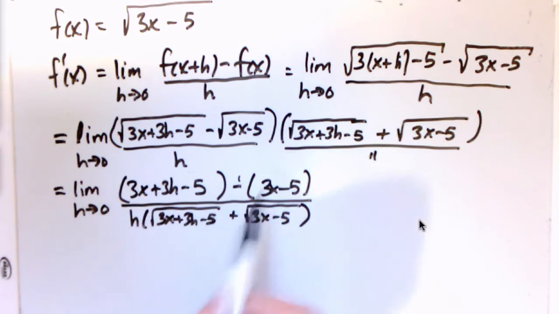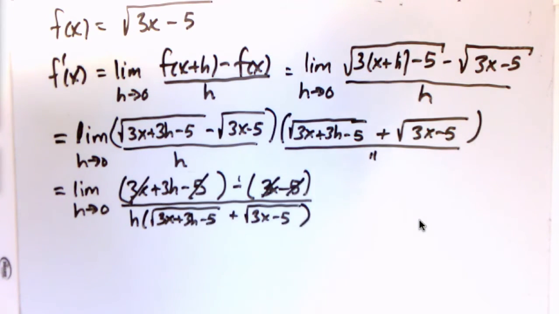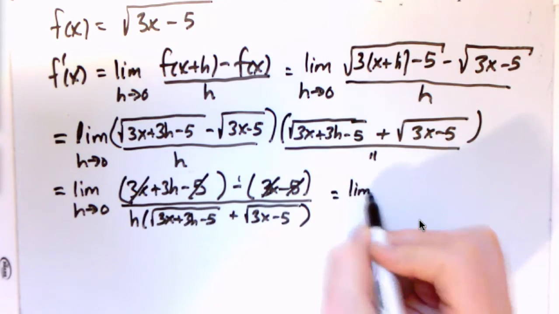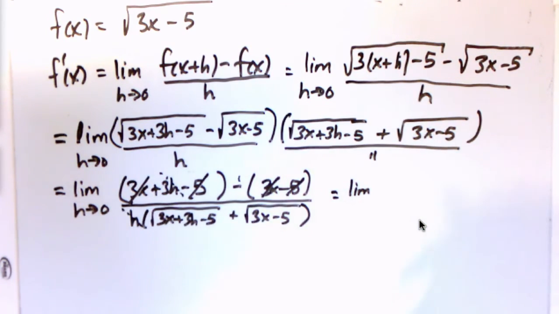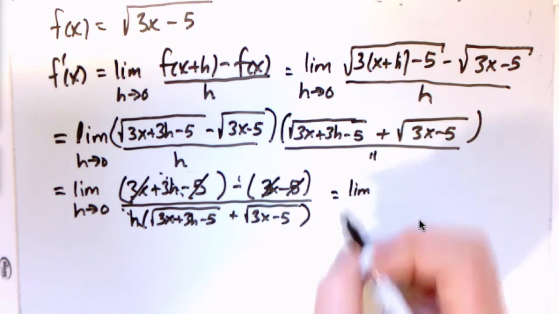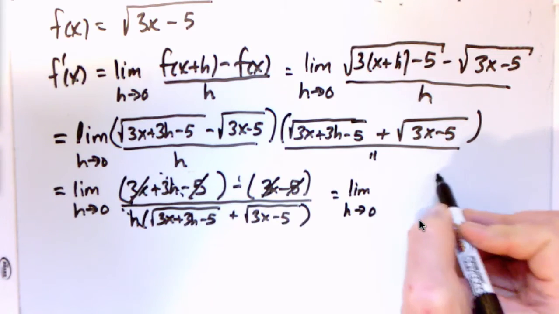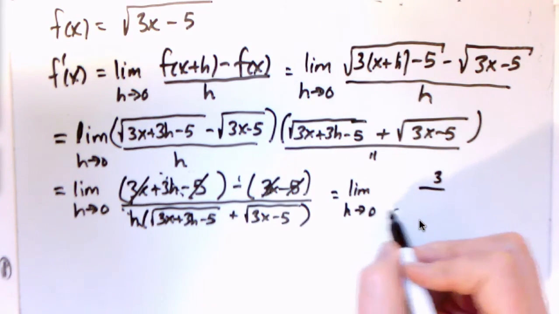Upstairs, 3x minus 3x, those are gone. Minus 5 minus minus 5, those are gone. You may notice that what remains here is 3h. We're dividing by h, so those h's will cancel. So now I can get rid of that h with this h, because it's now a common factor in the denominator.